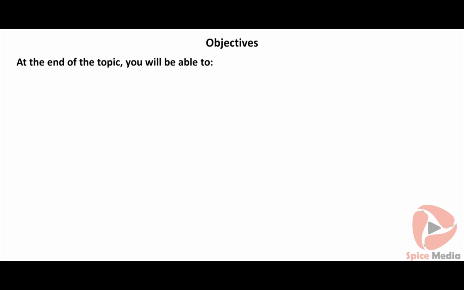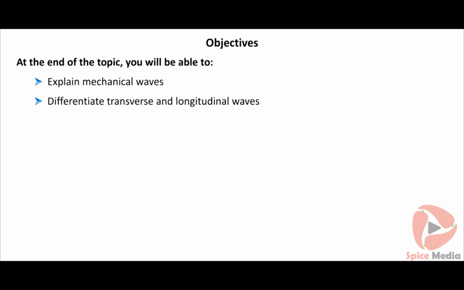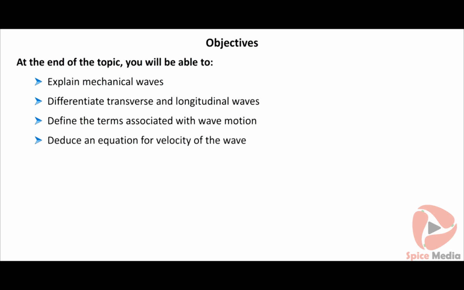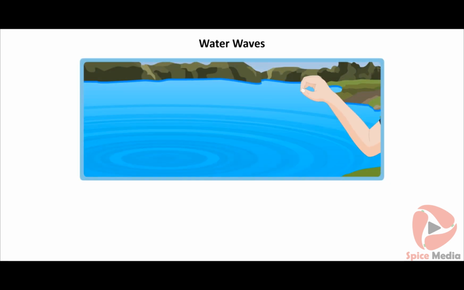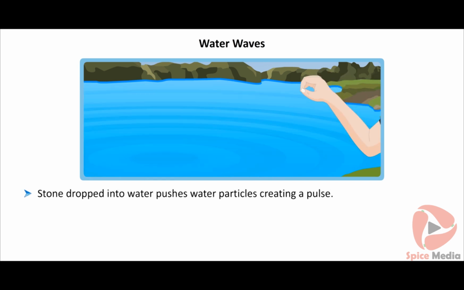At the end of the topic, you will be able to explain mechanical waves, differentiate transverse and longitudinal waves, define the terms associated with wave motion, and deduce an equation for velocity of the wave. Throw a stone in the pond and observe what happens. The stone pushes water particles in all directions, which in turn push adjacent particles, creating a pulse.